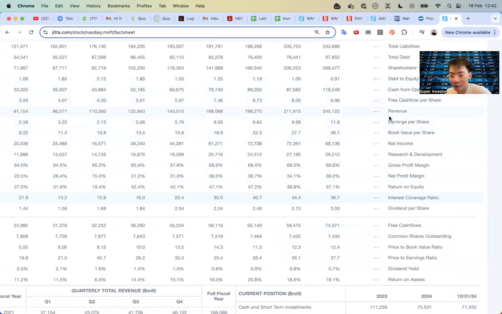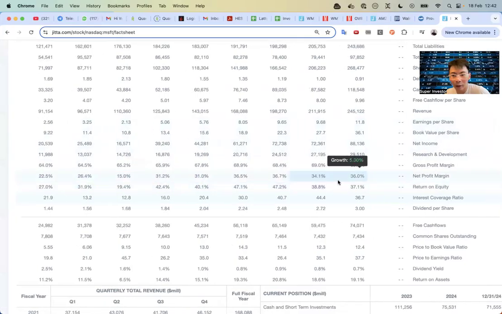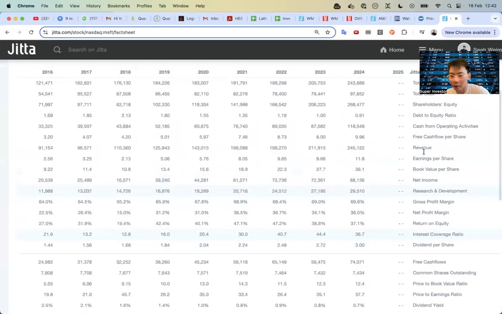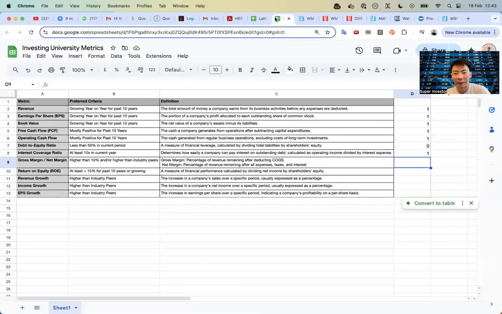But let's take a look. What was I looking at? Was it net margin? Okay, net margin 36%, very consistently for the past 10 years. In fact, growing. Okay, this is pretty good. Let's take a look at return on equity as well. Return on equity. Okay, here more than 15%. Now it's growing at 30%. Wow, very, very good.